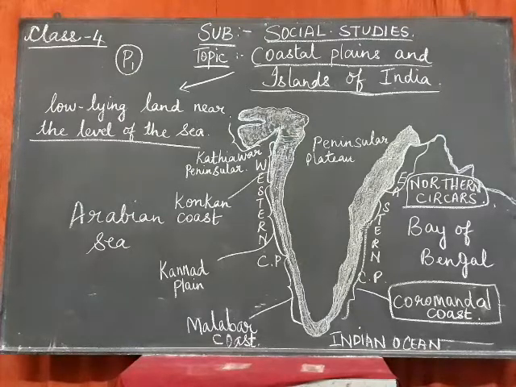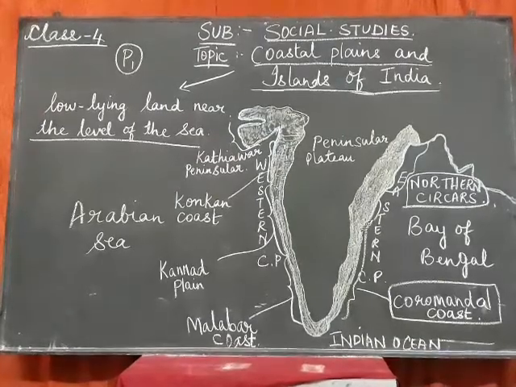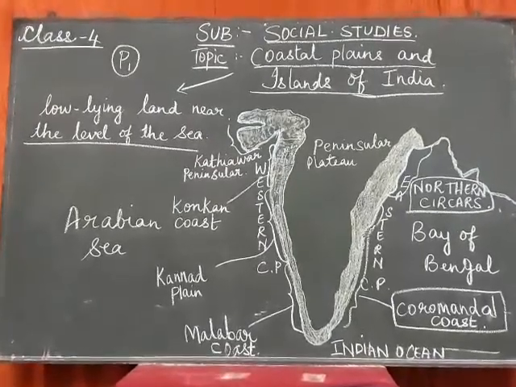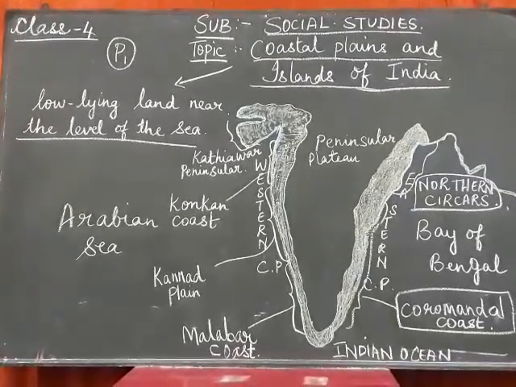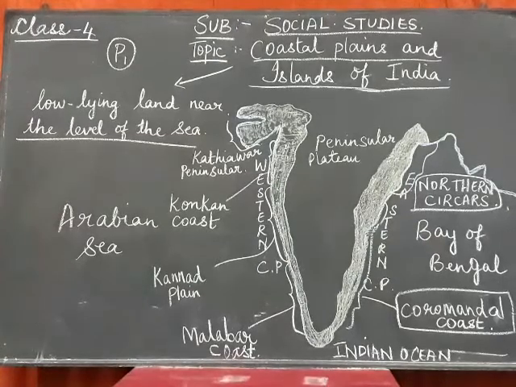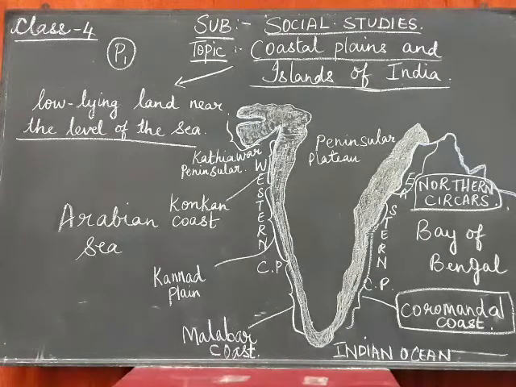Subject: Social Studies. Topic: Coastal Plains and Islands of India. In previous lessons we have learnt about the northern mountains, the northern plains, then the desert, then the peninsular plateau, and now we will start with coastal plains. So, coastal plains in India.